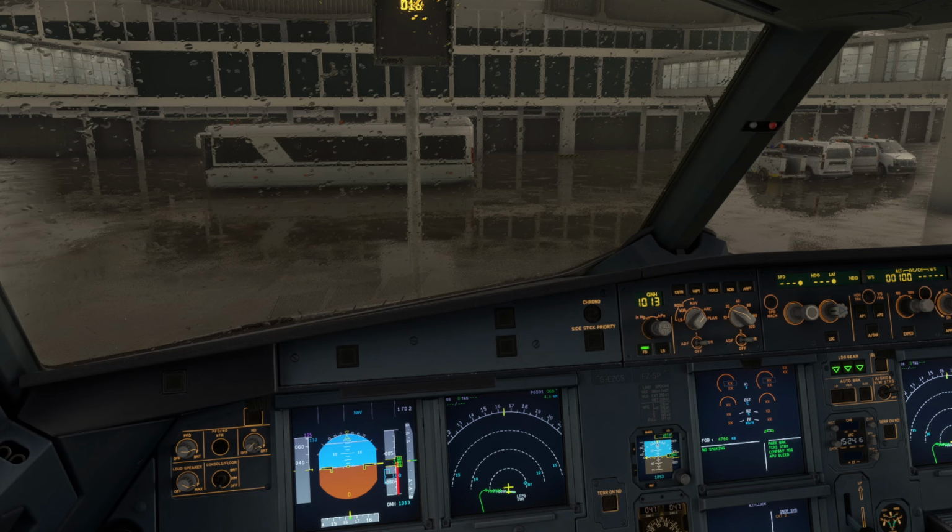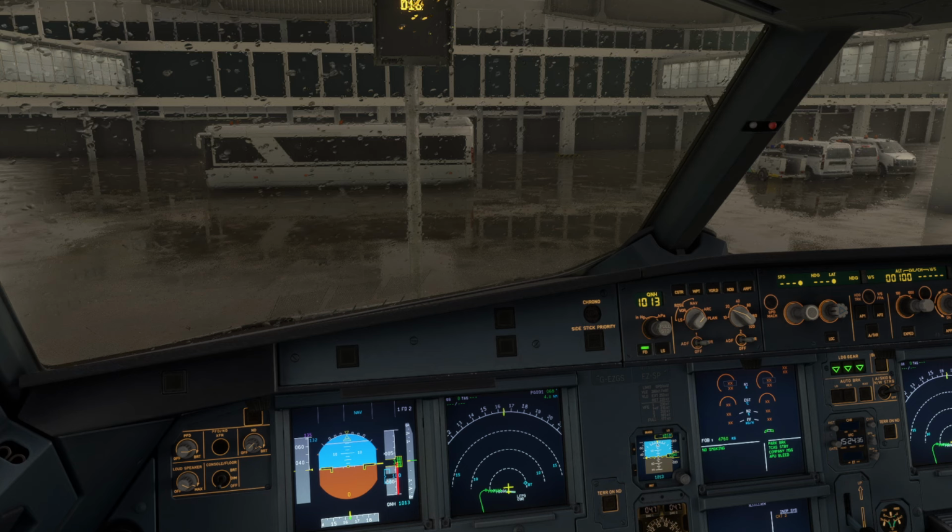After V1, of course, we're committed to take off anyway, but let's just be mindful that if we get a very minor failure at high speed, then we are going to continue to take off rather than risk not being able to stop and potentially losing control as well on the runway.